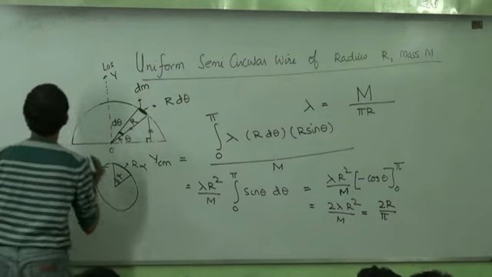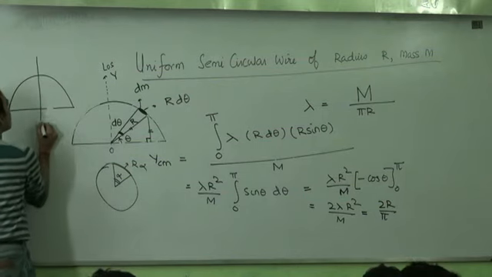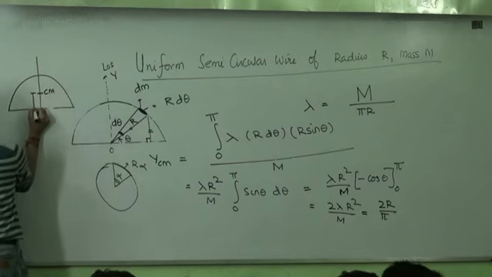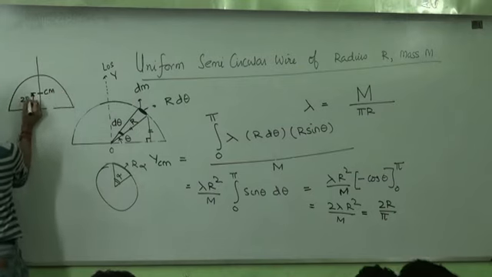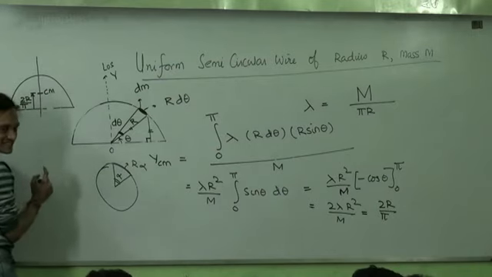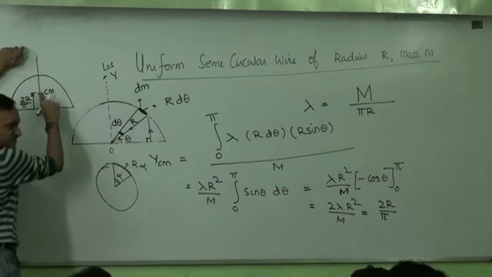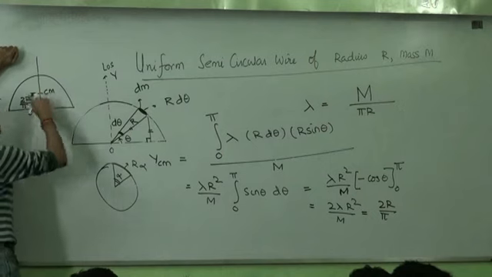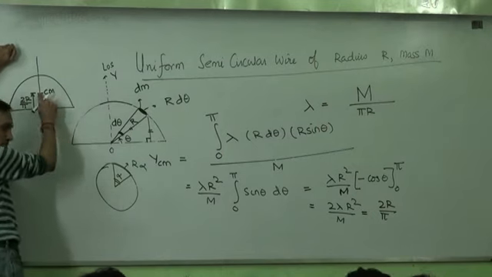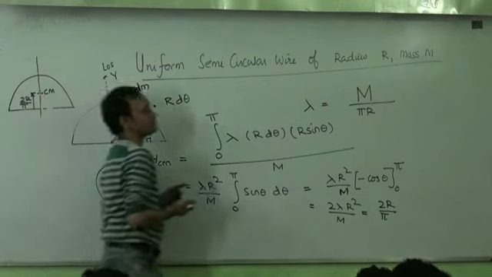Right, a result that you want to remember. So if you have a uniform semicircular wire, then its center of mass would lie at a distance 2r by pi as shown. That's the center of mass. Realize that 2 by pi is less than 1, so this is less than r. So this is r, so the center of mass will lie somewhere here, 2r by pi. So the center of mass of a uniform semicircular wire will lie on the y-axis at 2r by pi. Got that?